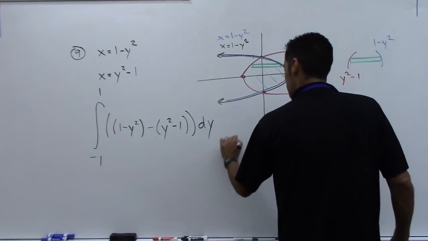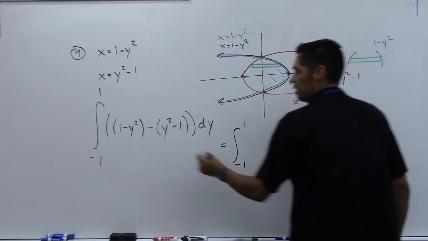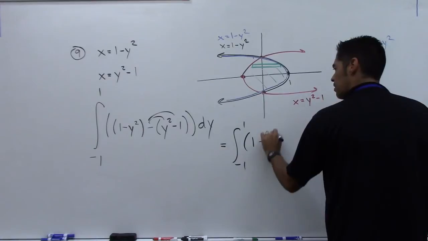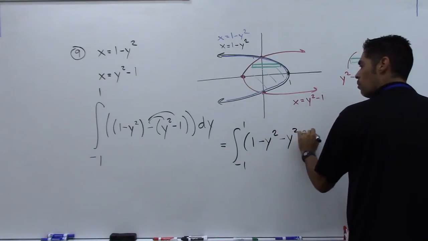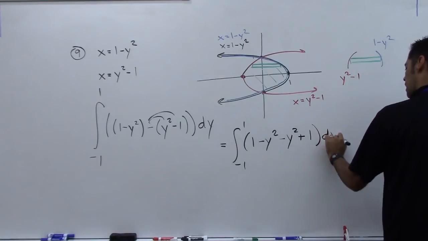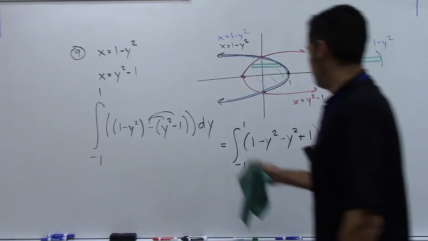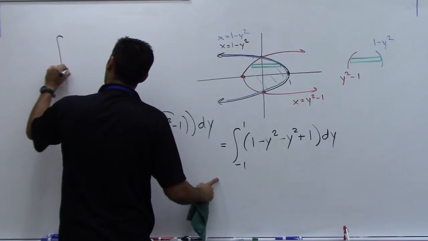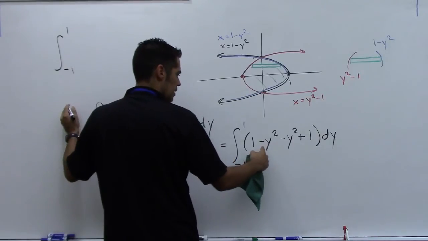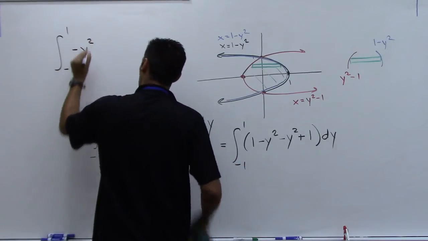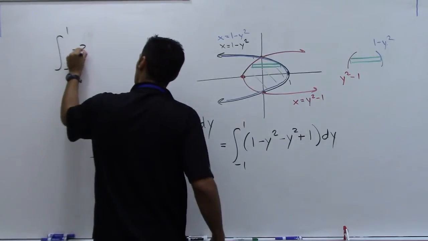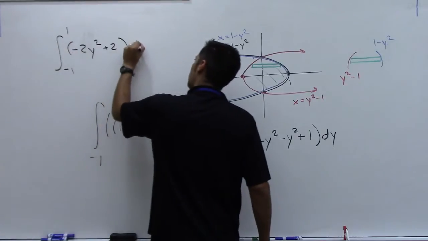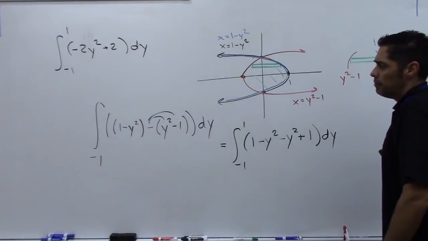And so this equals the integral from negative 1 to 1. Let's see, I can drop the parentheses here. Here I distribute, so I get 1 minus y squared plus 1 dy, which gives me the integral from negative 1 to 1. Let's see, I've got negative y squared, so I forgot the 2. Negative 2y squared, and then I have 1 plus 1 is 2, dy. And that's it, ready to integrate that.